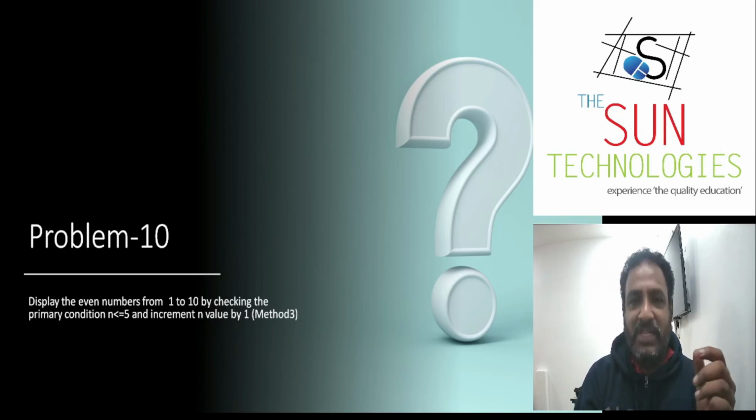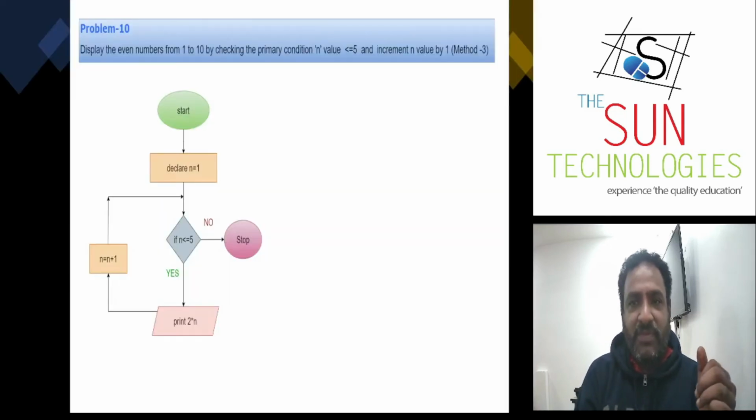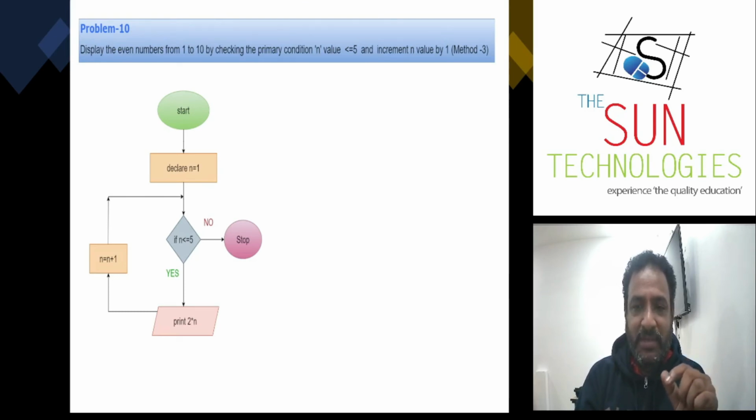The same thing I will explain with the help of a flow chart. The initial value of n is 1, 1 less than or equal to 5, the condition is true. And I display 2 into n, that is 2. After displaying, I am not overwriting the n value. Just observe here, I am not writing n equal to 2 into n, I am just displaying 2 into n. That means it will display 2, and still the n value is 1.